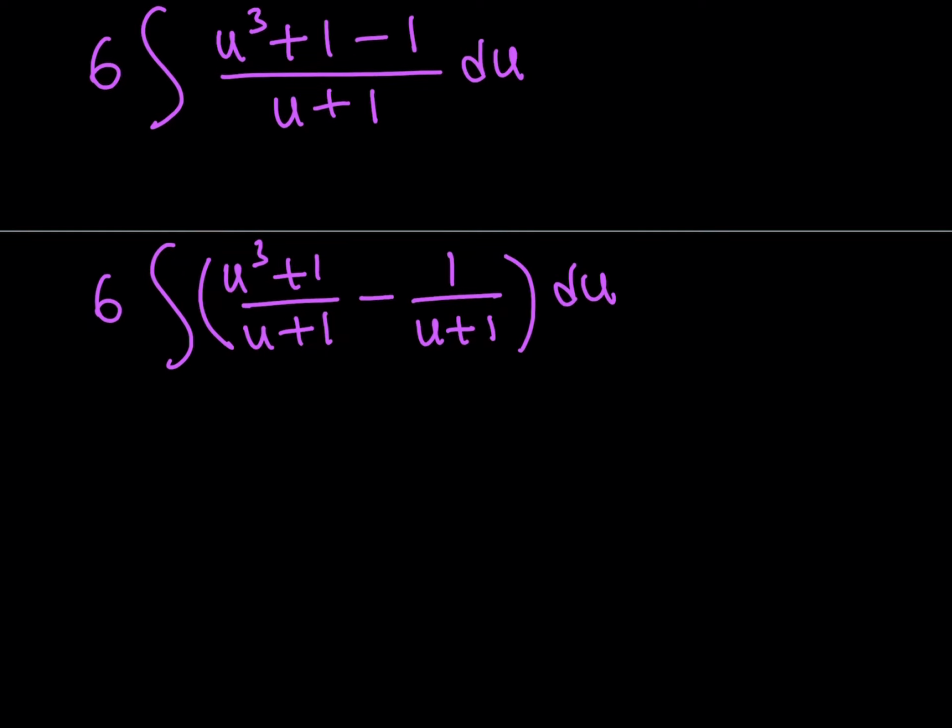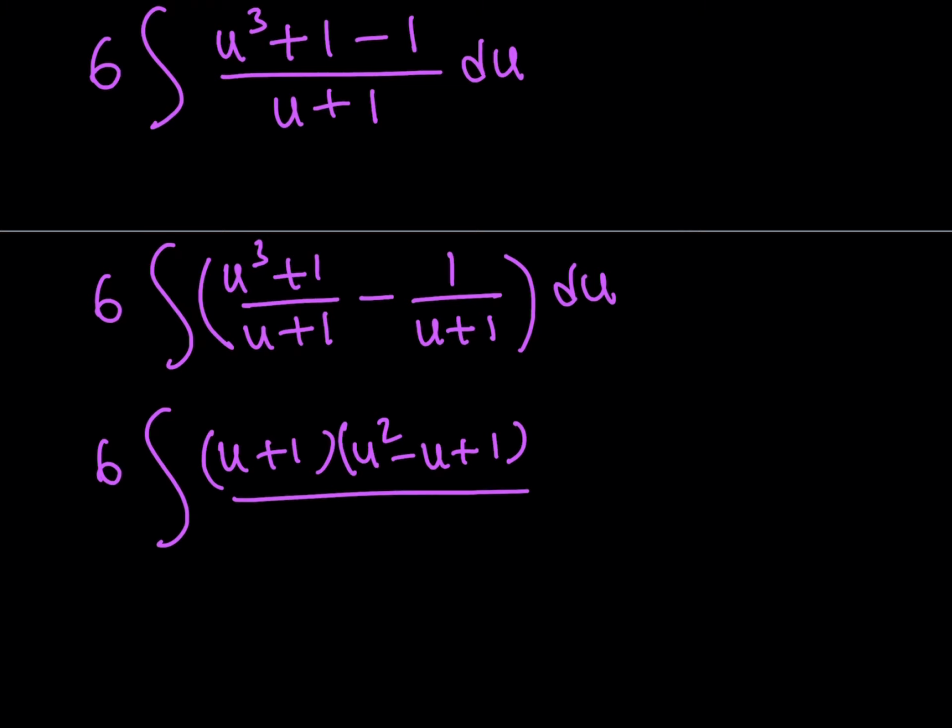Now, what are we going to do next? We're going to factor u cubed plus 1. And we can write it as u plus 1 times u squared minus u plus 1. Remember, from sum of two cubes, you can factor it. And obviously, u plus 1 is going to cancel out in this case. And we're going to end up with a nice expression.